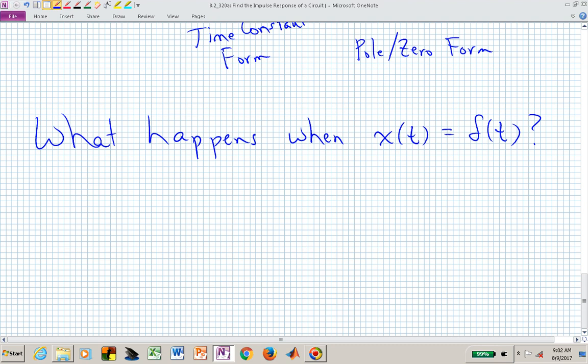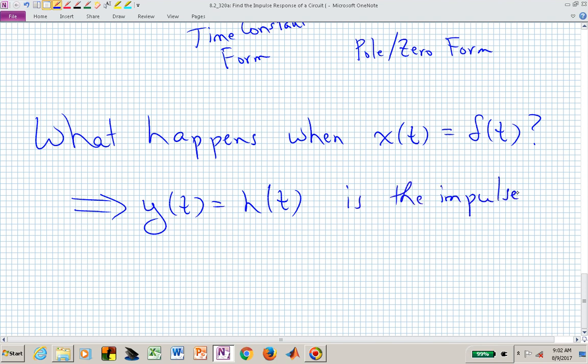Now, when x of t is equal to the impulse function, then in the frequency domain, we have capital Y of S is equal to capital H of S, because the Laplace transform of our waveform, little x of t, is 1. So now we know that Y of t is equal to H of t. And this then is called the impulse response of our system. And we can find that now.